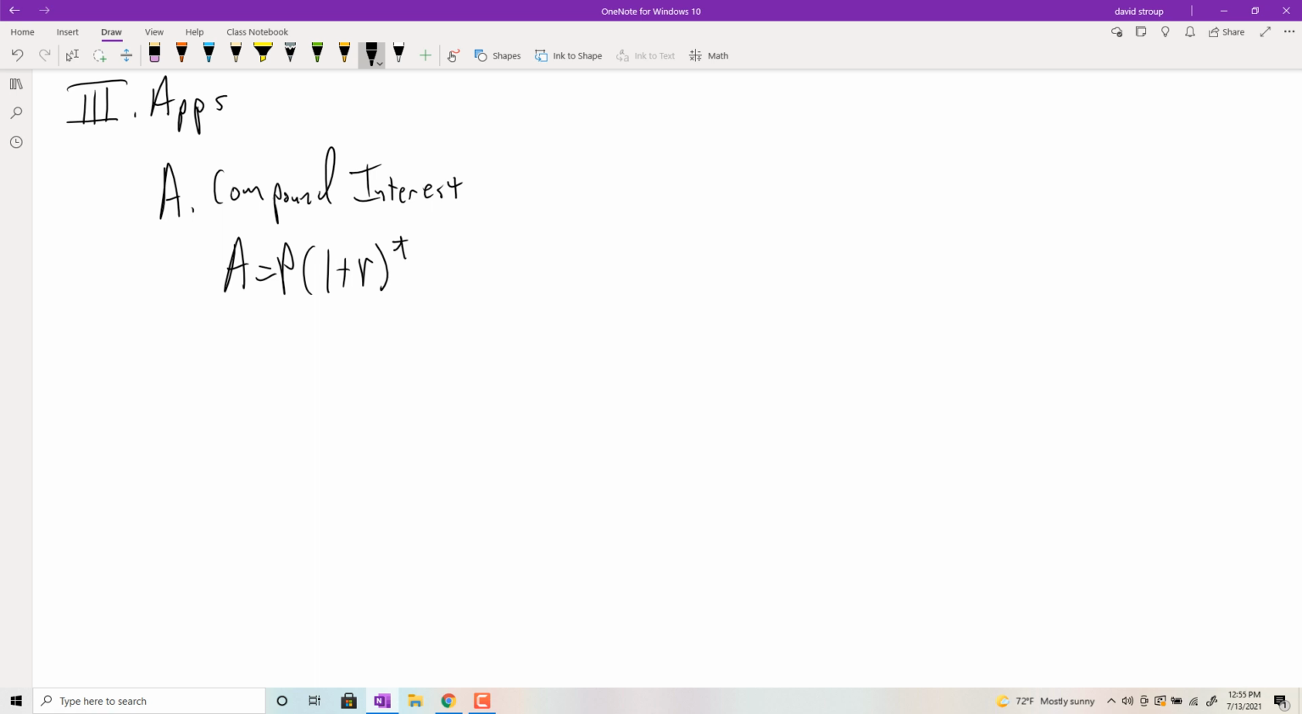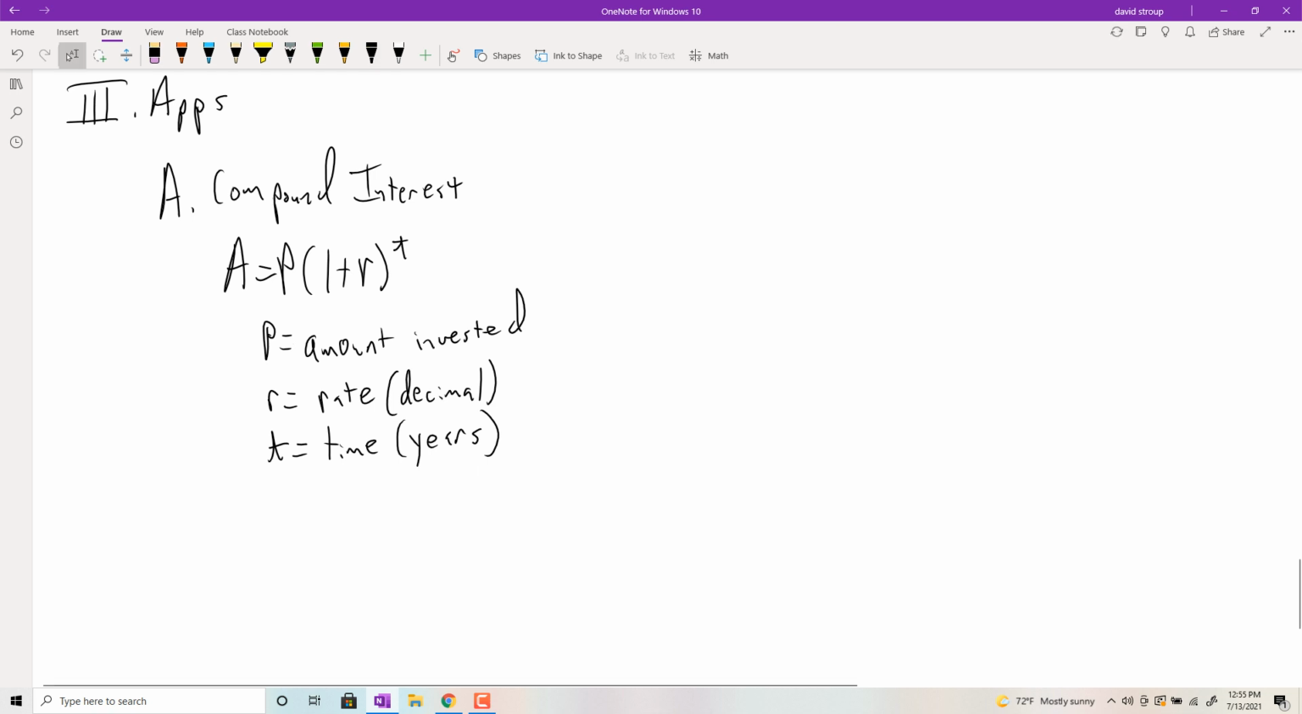Anyways, the P value is the amount invested, or even the amount borrowed if you're worrying about loans. So this is amount invested. The R value is the rate at which the interest is being collected, and it's used as a decimal in the equation. So it'll probably be given to you as a percent, but when you use it in the equation, you've got to turn it into a decimal. And then T is time, and for us that'll be in years.